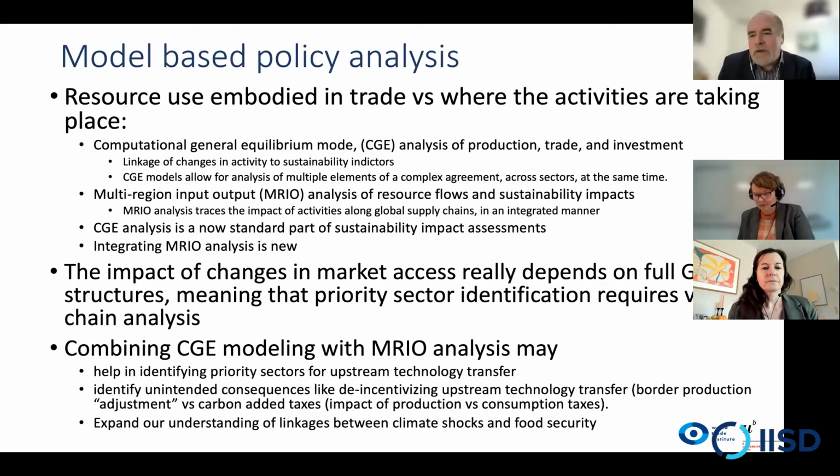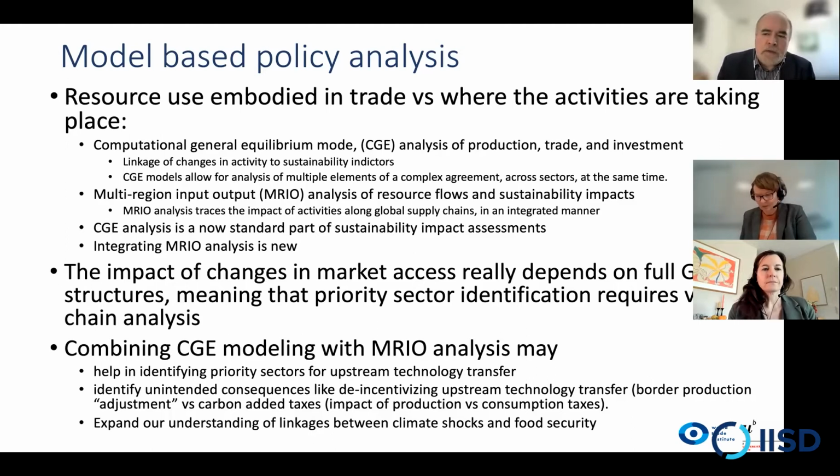And the reason this has become, in a sense, the default tool is that these agreements are big. They cover lots of things. If you go piece by piece, you miss important aspects of the interaction between sectors. They compete for resources, they buy things from third countries, and you really want to have those in there. We'll see that in a minute.